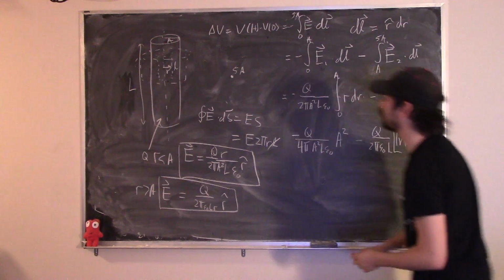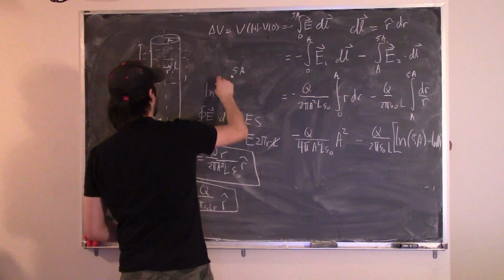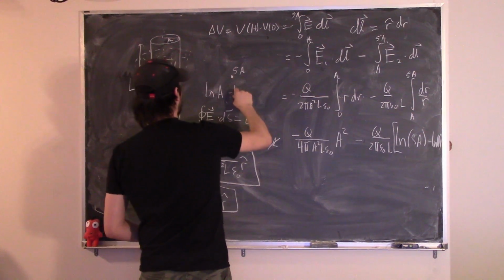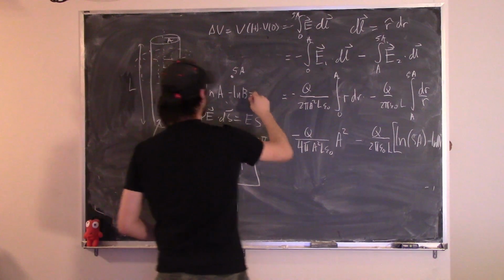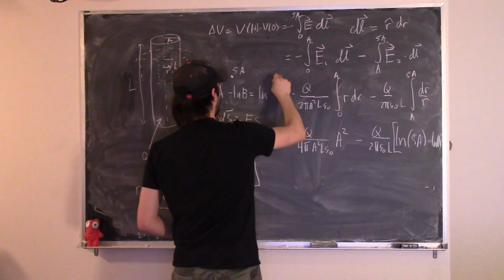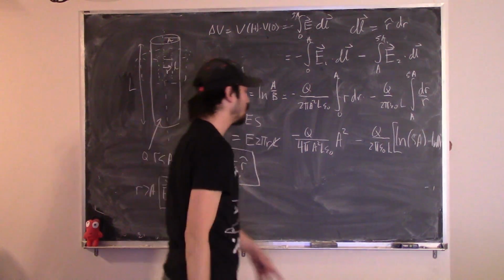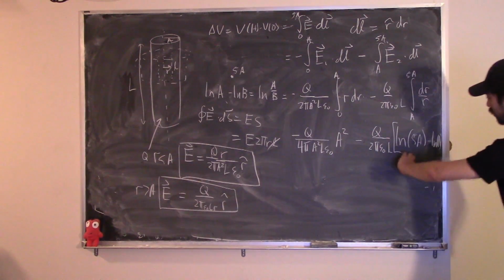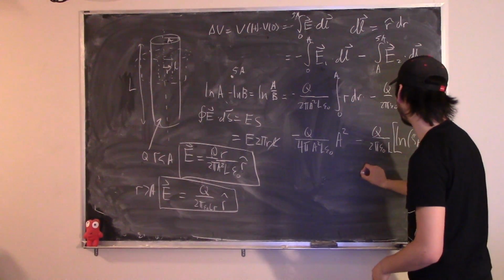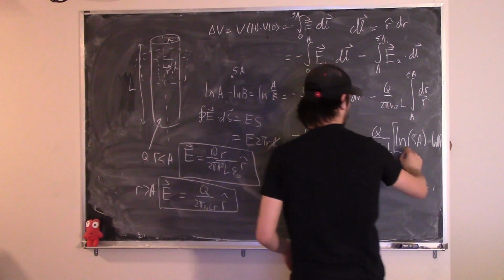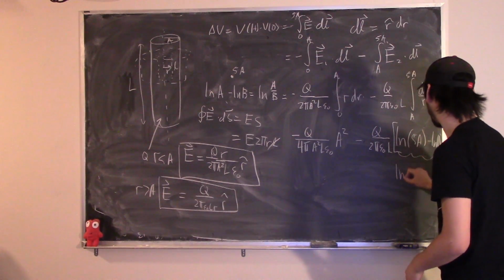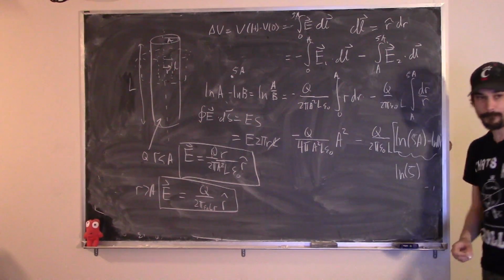And so when I have a difference of natural logs, there's a rule that says that if I have the natural log of a minus natural log of b, this is going to be equal to ln of a divided by b. And so that allows me to bring these two together, and so then what I see in the end is this term right here is just going to be a natural log of 5.